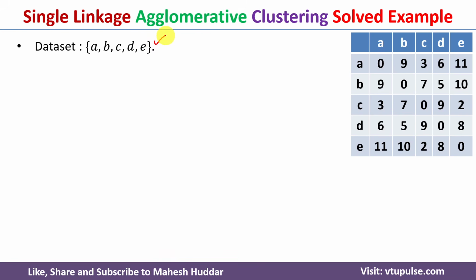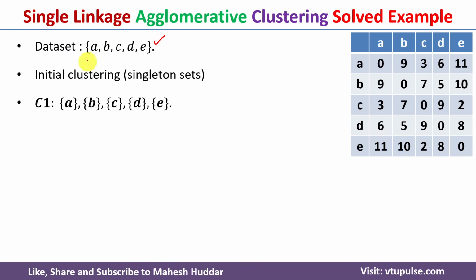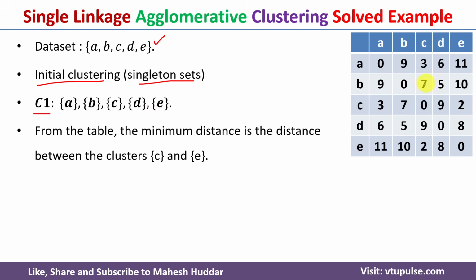The data set contains 5 data points. We consider each of these data points as the initial clusters or the singleton clusters. The meaning of this one is initially we have 5 clusters here. Now, we need to identify two clusters whose distance is minimum. For example, if you look at this cluster A and cluster B, the distance is 9 here. Similarly, we have to go through each and every distance. The one which is having minimum distance, those two clusters should be merged with one another.